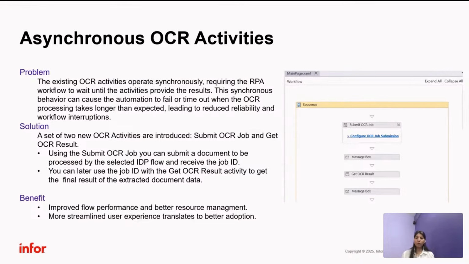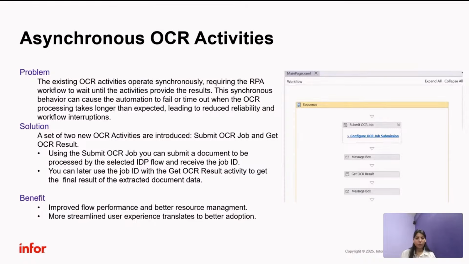So the two new activities that we have introduced are submit OCR job and get OCR result. With submit OCR job, you can submit your document for processing in the OCR engine using IDP flows and receive a job ID. This job ID will be used for retrieving the final output or final result from the OCR engine using get OCR result.